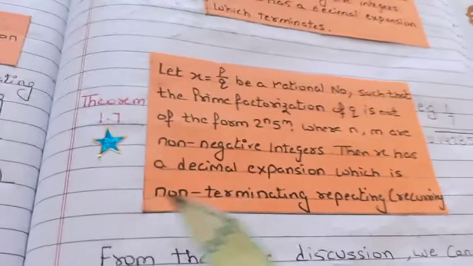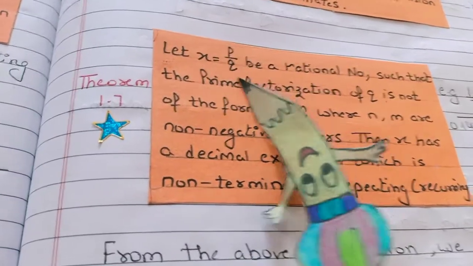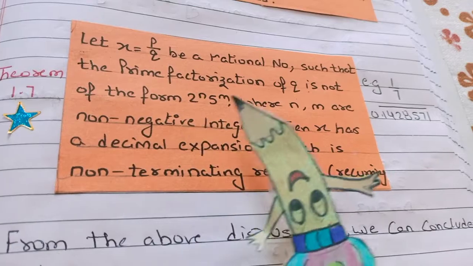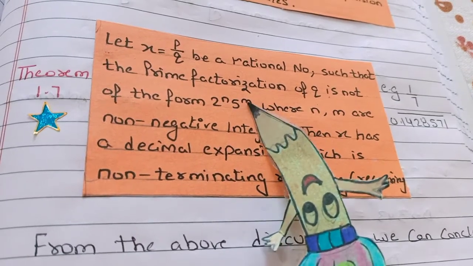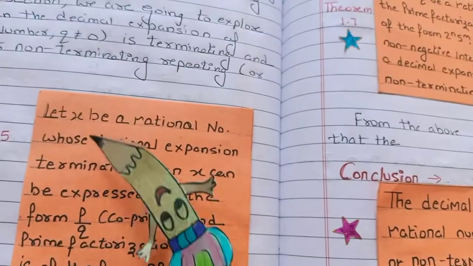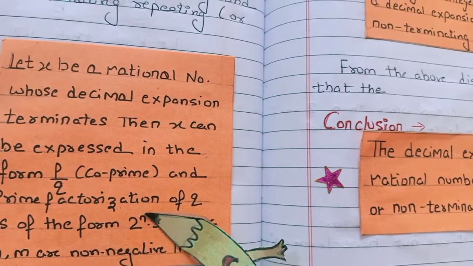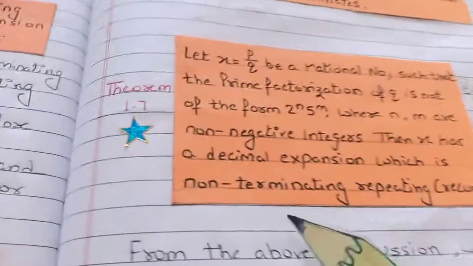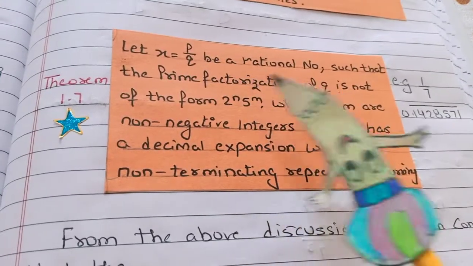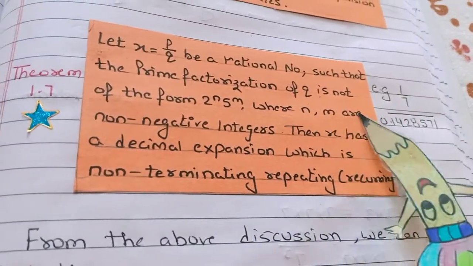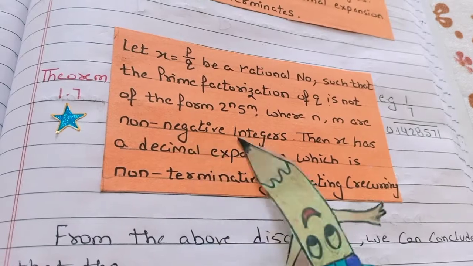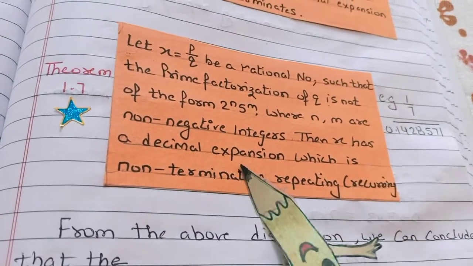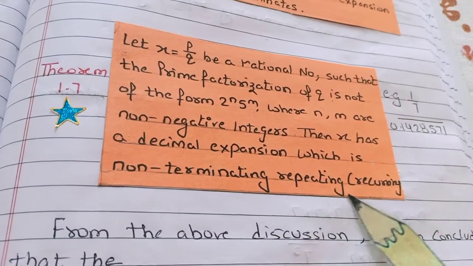Now theorem number 1.7. Let x equal to p by q be a rational number such that the prime factorization of q is not of the form 2 raised to power n, 5 raised to power m, where n and m are non-negative integers. Then x has a decimal expansion which is non-terminating repeating. In theorems 1.5 and 1.6, we are dealing with when the denominator is in the form of 2 raised to power n and 5 raised to power m.